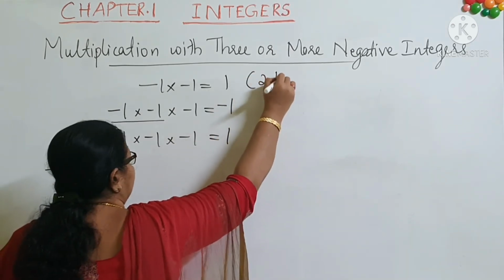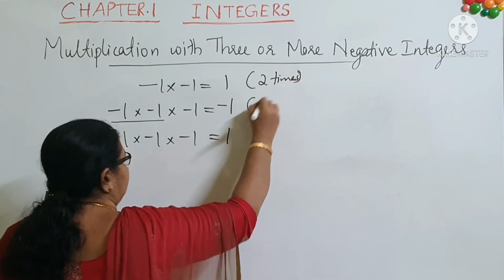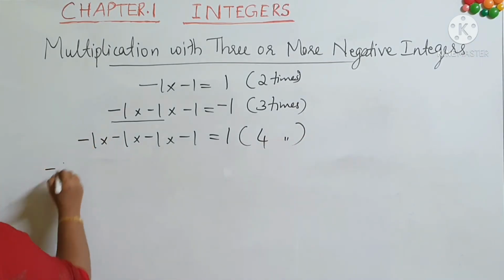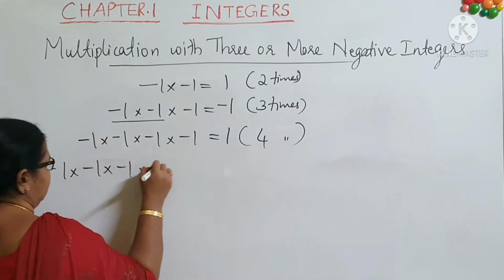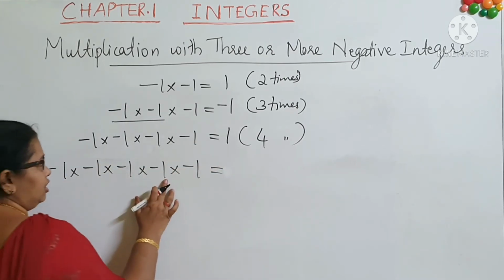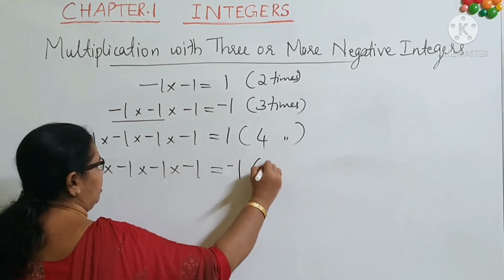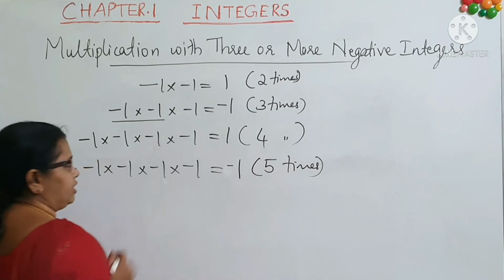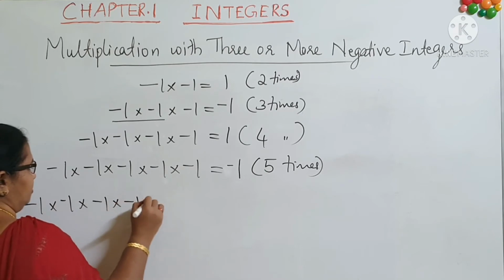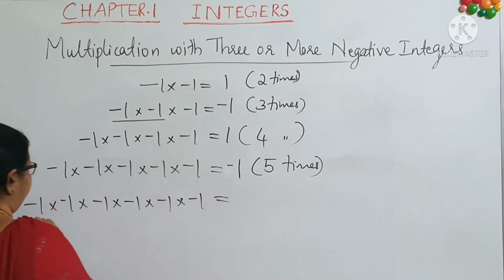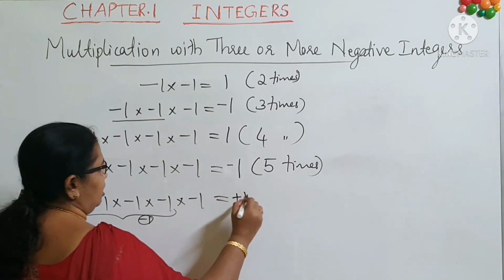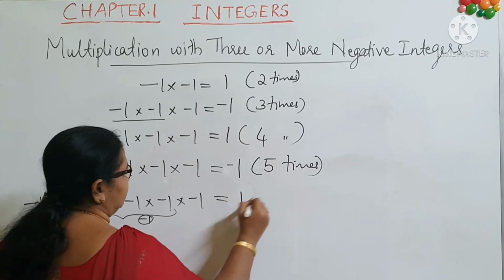Here this is multiplied 2 times, 3 times, then 4 times. So when we multiply 4 times, it is positive 1. Then positive 1 into negative 1 is negative 1. So when we multiply 5 times, the product is negative 1. Then 6 times. So if we multiply 5 times, it is negative 1. Then negative 1 into negative 1 is positive 1. That is 6 times.